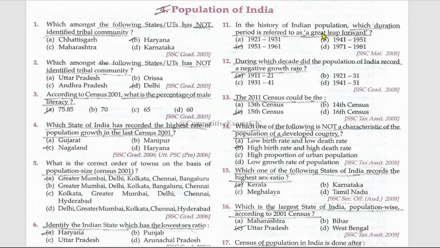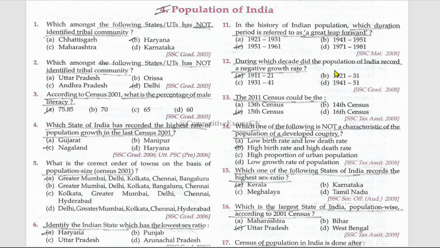In the history of Indian population, which period is referred to as the Great Leap Forward? That is 1951 to 61. The Indian census was conducted for the first time in which year, and the complete census was started in which year? Mention those two in the comments.